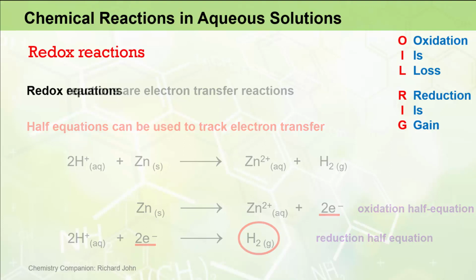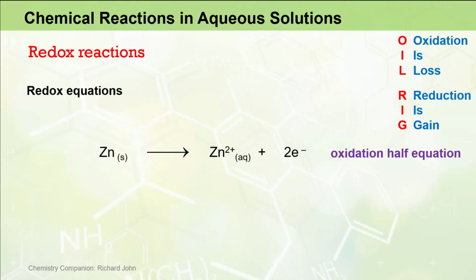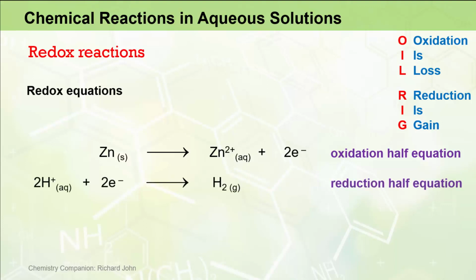A couple more things to note, firstly starting with the oxidation half equation. When we write oxidation half equations, the electrons are written on the right-hand side to indicate that those electrons have been lost from the zinc atoms. In the reduction half equation, we can see that the electrons are written on the left-hand side, indicating that electrons have been gained. And this is another way of working out whether electrons have been gained or lost and whether we have oxidation happening or reduction happening.